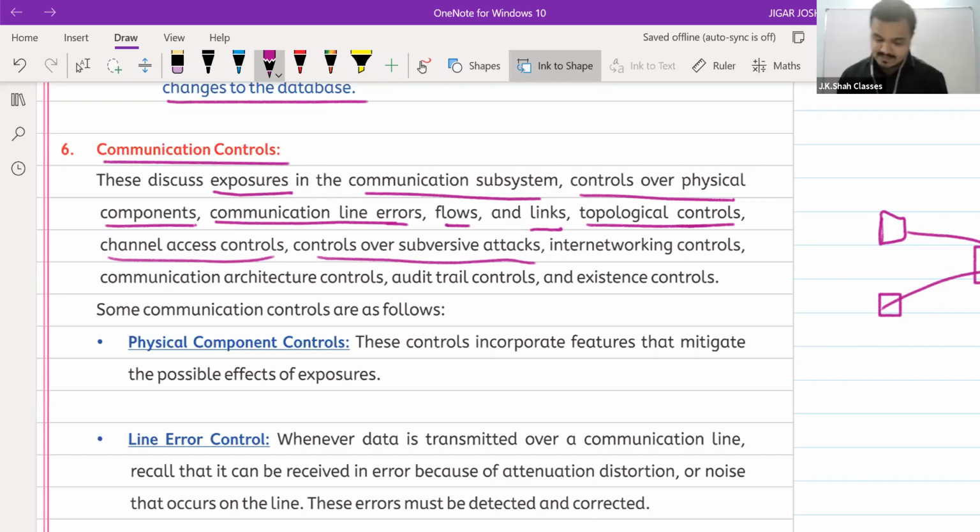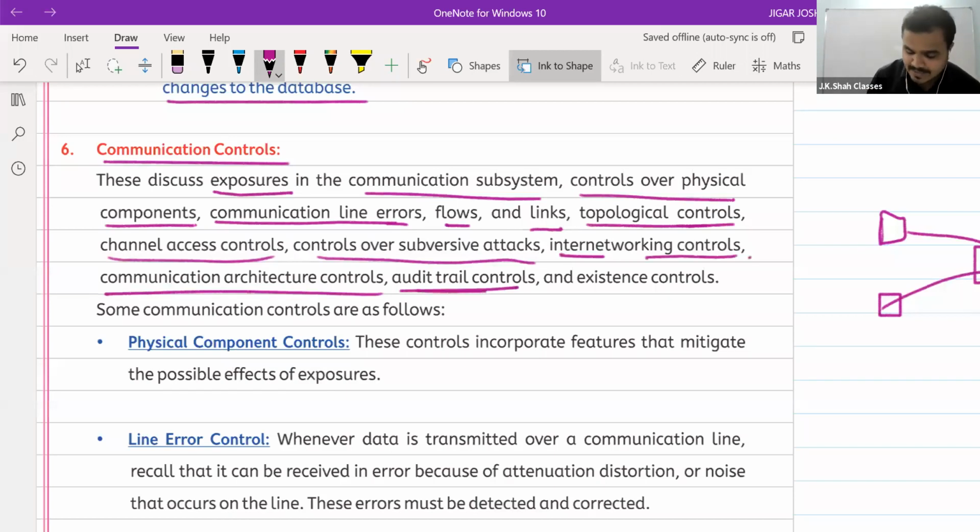Remember? Yes, sir. Okay. Internetworking controls. Yes, sir. Communication architecture controls. Audit trails. What is an audit trail? Sir, recording the transaction from the beginning to end. When start to end, everything gets recorded into the system. That is called what? Sir, audit trail. And existence control, which we are using in our business. Do you agree with me? Yes, sir. Started. Please concentrate very perfectly on the next one.